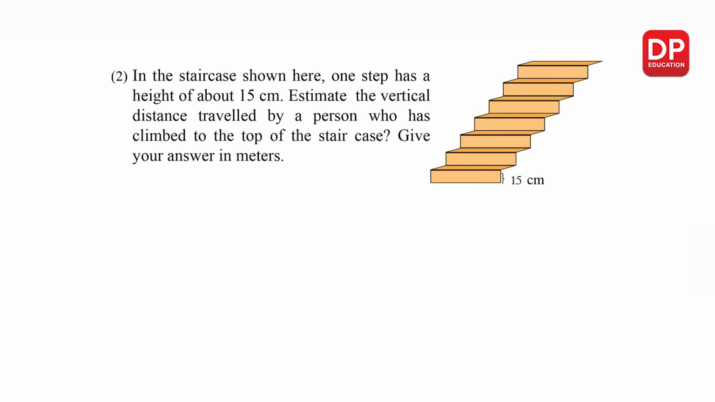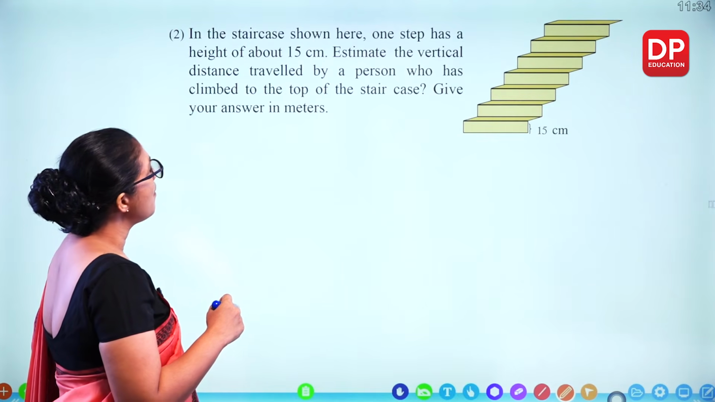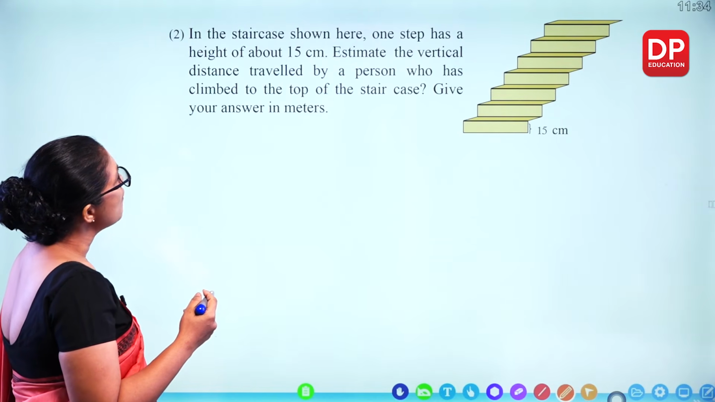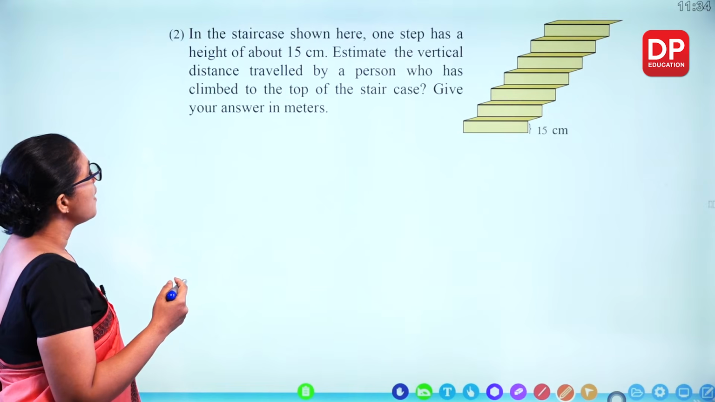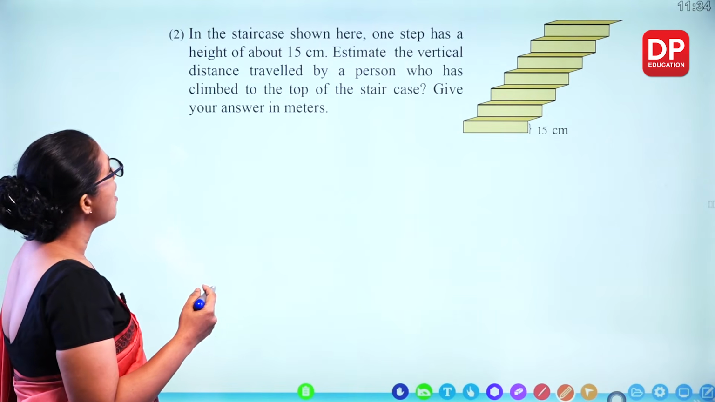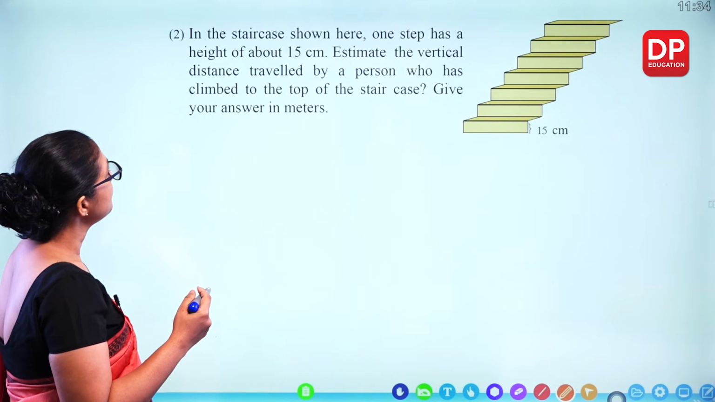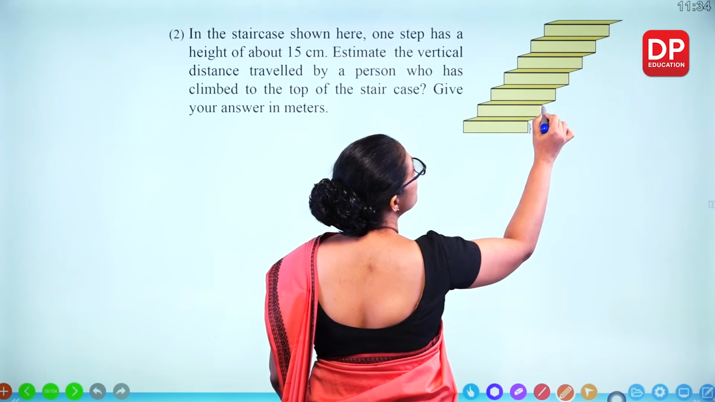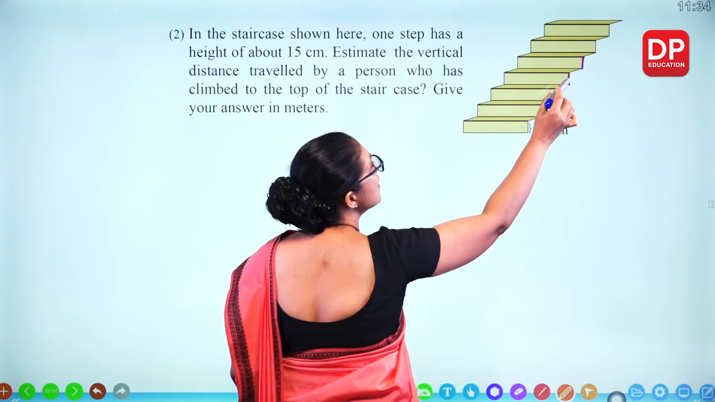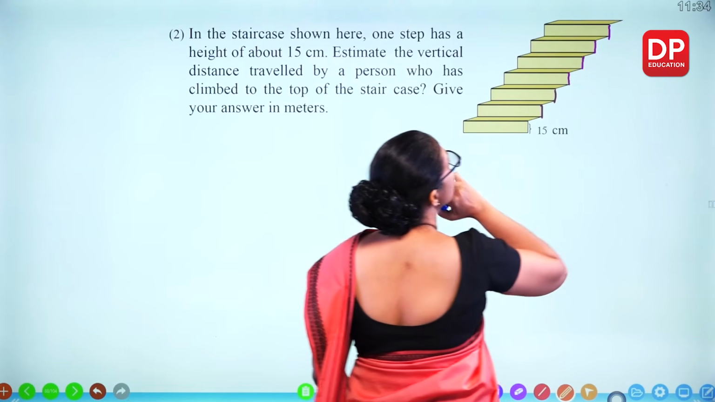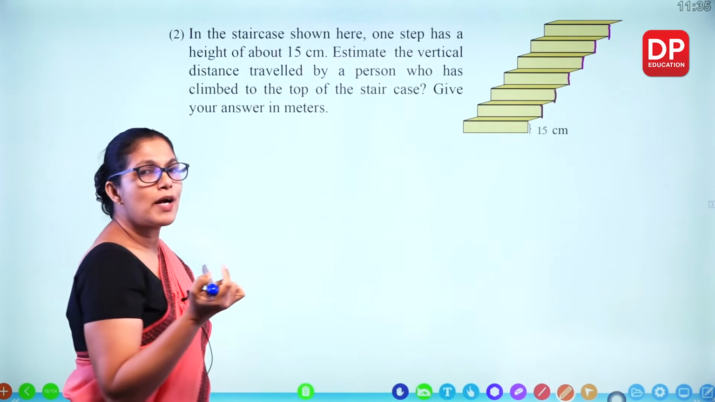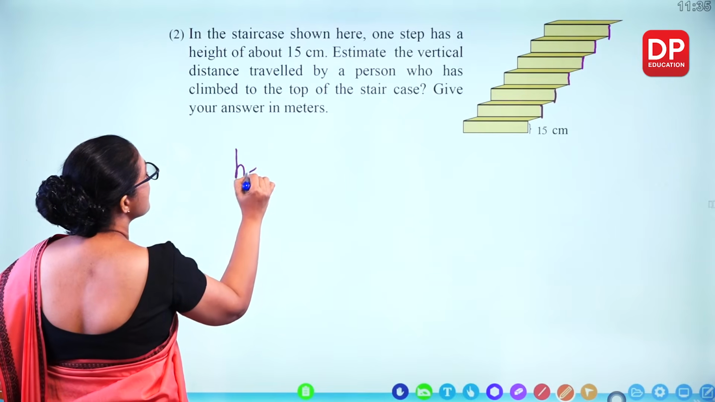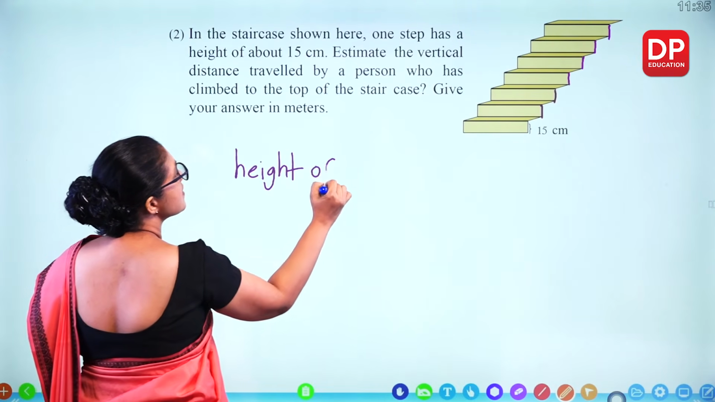In the staircase shown here, one step has a height of about 15 centimeters. Estimate the vertical distance traveled by a person who has climbed to the top of the staircase. Give your answer in meters. So how many steps are there? 1, 2, 3, 4, 5, 6, 7. 7 steps are there. So you have to multiply by 7. So you can write height of the staircase.